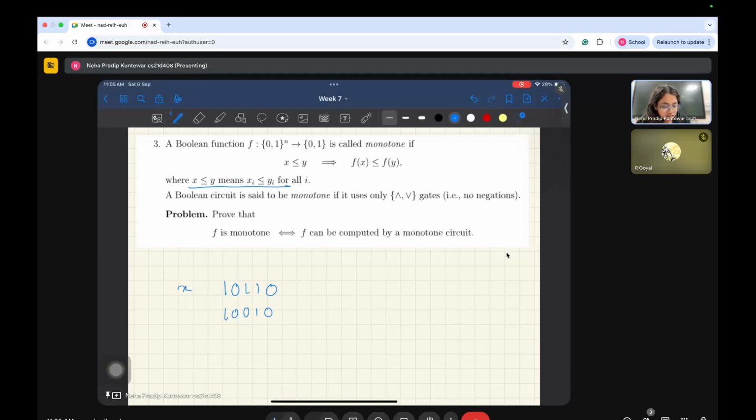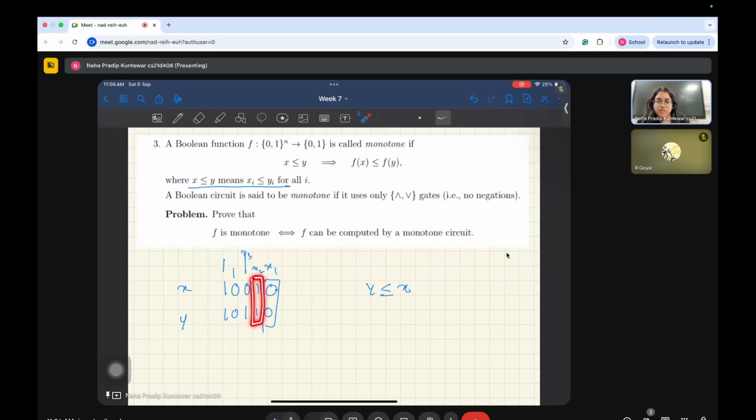Okay, so this is x and this is y. We say that x is less than or equal to y, or in this case y is less than or equal to x, if I look at every place, x3, x4 and so on. At every place this value should be greater than or equal to. I'll make it easier by swapping. So here the first value is less than or equal to the second value.